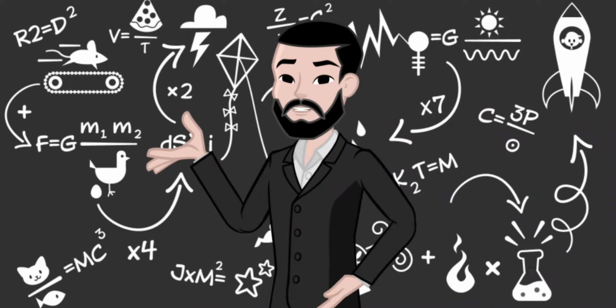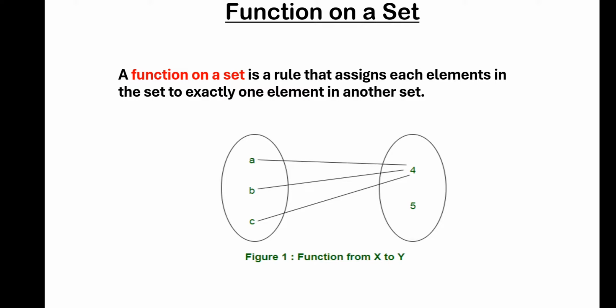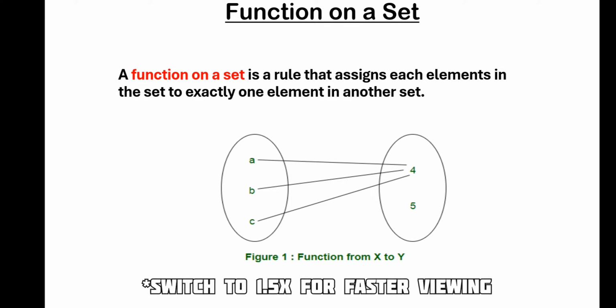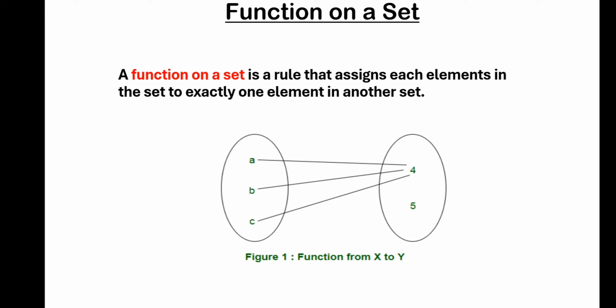Let's learn about functions on a set. A function on a set is a rule that assigns each element in the set to exactly one element in another set. As seen in the diagram below, an element from the domain X, in essence the set on the left side, has an image or represents an element in Y.